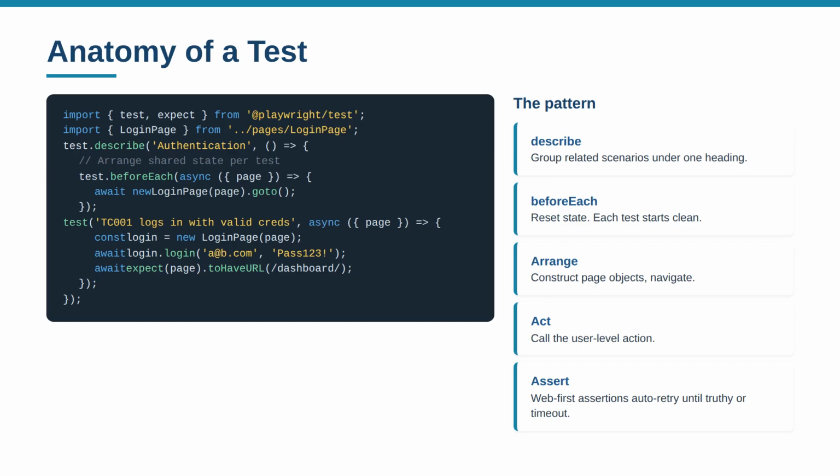Inside each test, 3 phases. First, arrange: construct the page objects and navigate to the starting point. Second, act: call the user-level action, loginPage.login with an email and password. Third, assert: use Playwright's web-first assertions, which auto-retry until they pass or the timeout is reached.